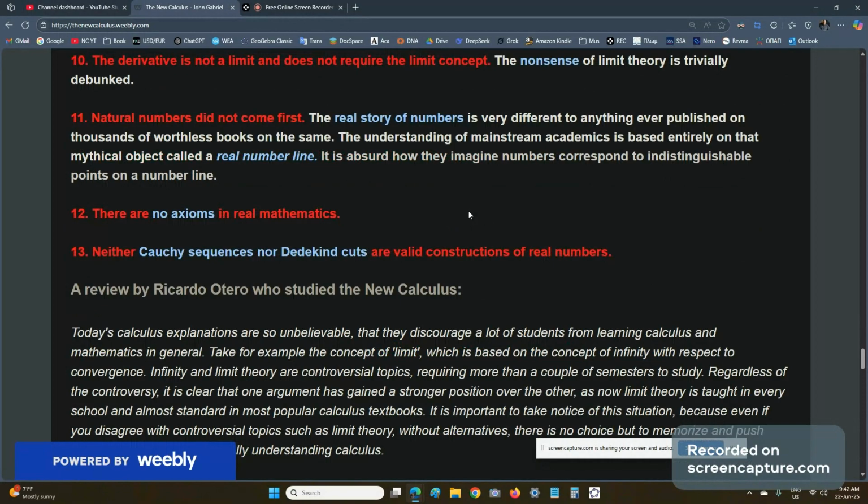And of course, the final one is that Cauchy sequences and Dedekind cuts are a way of constructing real numbers. Oh my goodness. And I've written hundreds of articles.